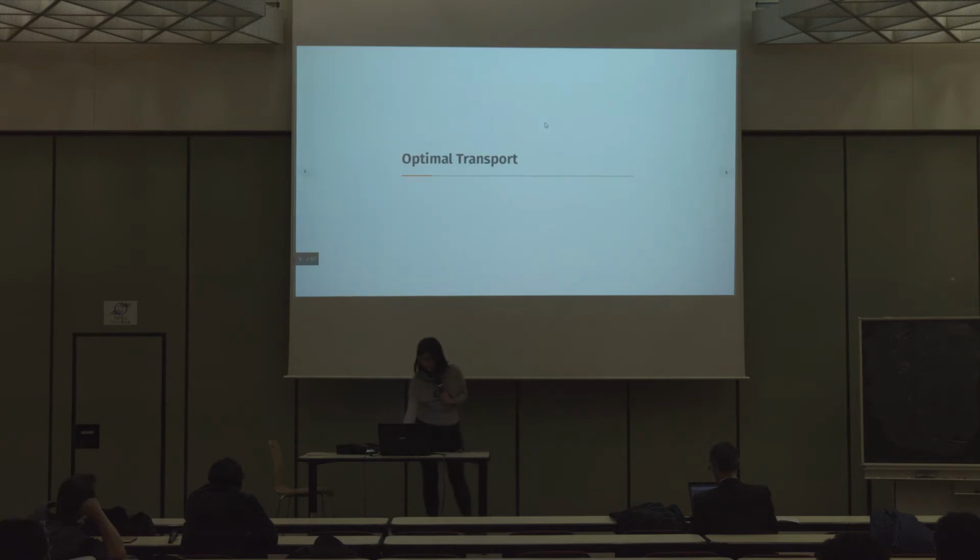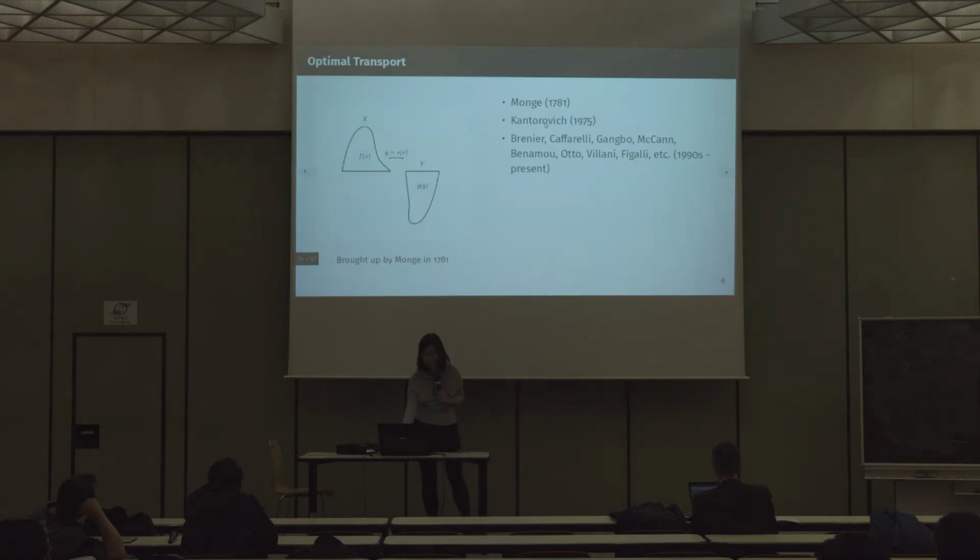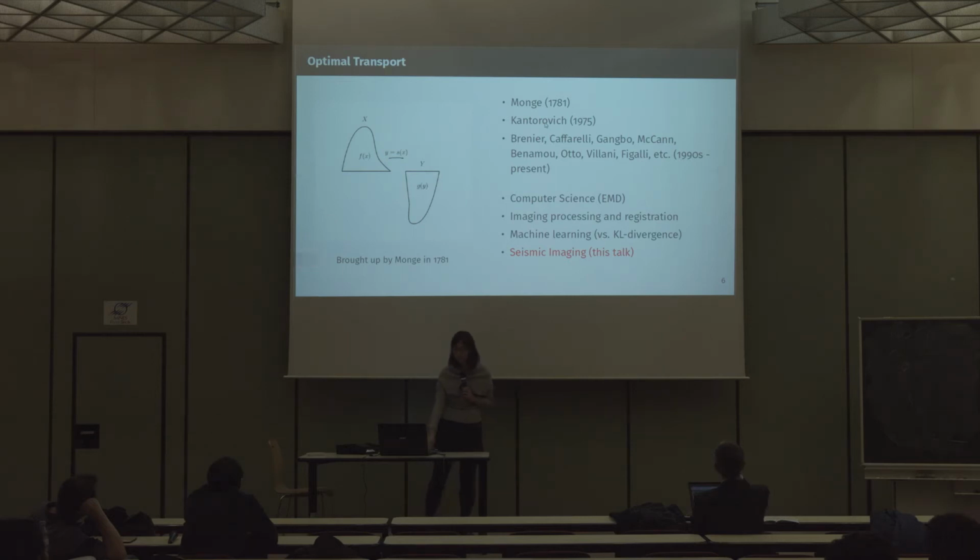And the next is just a brief introduction of the history from Monge to Kantorovich to all the recent mathematicians since the late 90s. And right now it has been used a lot in imaging, where they call it Earth mover's distance. And then recently in machine learning, they also compare it with KL divergence. So here what I'm using is in seismic imaging to do inverse problems.